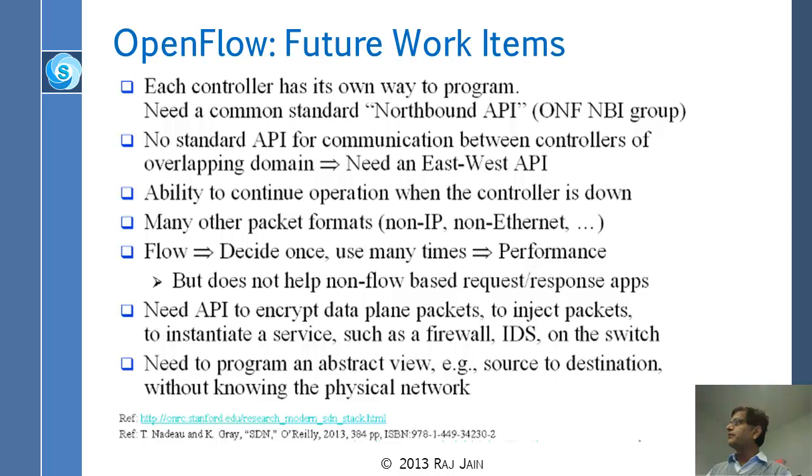Need to program an abstract view, easy source to destination without knowing the physical network. And second thing is, right now, the people who are using this OpenFlow, they need to know about the interiors of the network. And that was the whole purpose, that you don't need to know about the network. Right? So some people are saying that what we need is a protocol, or an interface, where I can say, well, I need 5 CPUs and the bandwidth between 1 and 2 should be this and that. So you just say it in abstract sense, and then that is translated into the actual network.